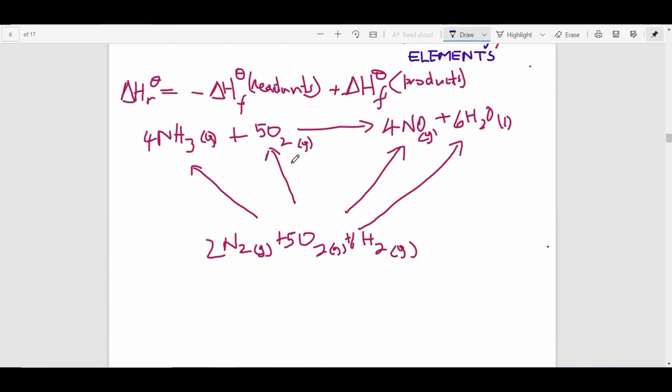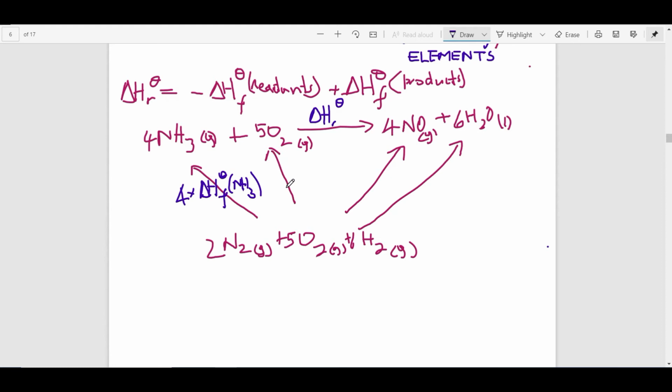To label our enthalpy changes: this is the enthalpy change of reaction that we are trying to determine for this reaction here. Here we're forming ammonia, so this is delta HF of ammonia. But we're forming 4 moles of ammonia, so this should be 4 times delta HF of ammonia.